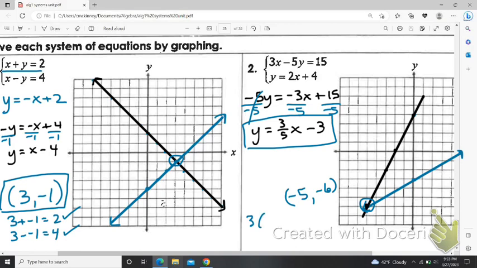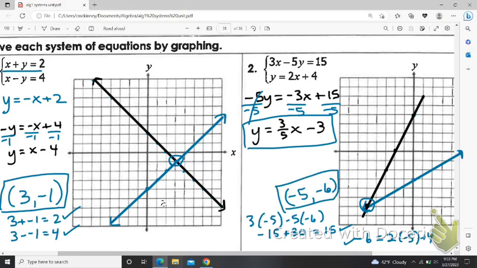So I'm doing my check. 3 times -5 minus 5 times -6, -15 plus 30 does give me 15. Check. And -6 is equal to 2 times -5 plus 4. Also true. Check. So this is my solution.